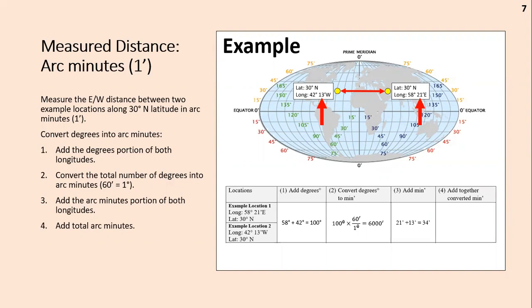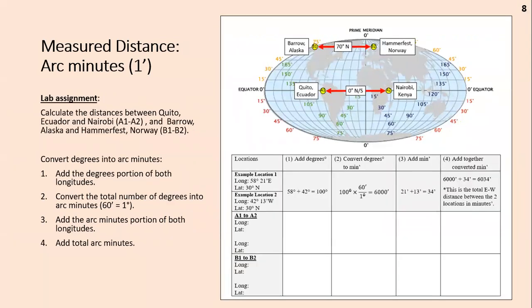Now we need to circle back to the original coordinates and add together the remaining arc minutes, which equals 34 minutes. Thus, finally, we can add together your calculated arc minutes, and this will equal the total east-west distance between the 2 locations, or 6,034 minutes. Using these calculations and conversions, refer to your lab assignment and complete the table using your original locations. Pause the video now and complete the table.